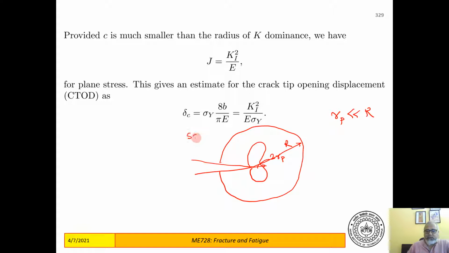This is called the small scale yielding assumption, and what it means is that just as you step out of the plastic zone, you still have the K field valid in the region between Rp and capital R. So that is your small scale yielding assumption, and the outcome of that is whatever happens within this plastic zone, the stresses and strains inside it are governed by the K that you have imposed at the outer boundary of capital R, and the plastic zone size Rp is proportional to K1 by sigma y square.